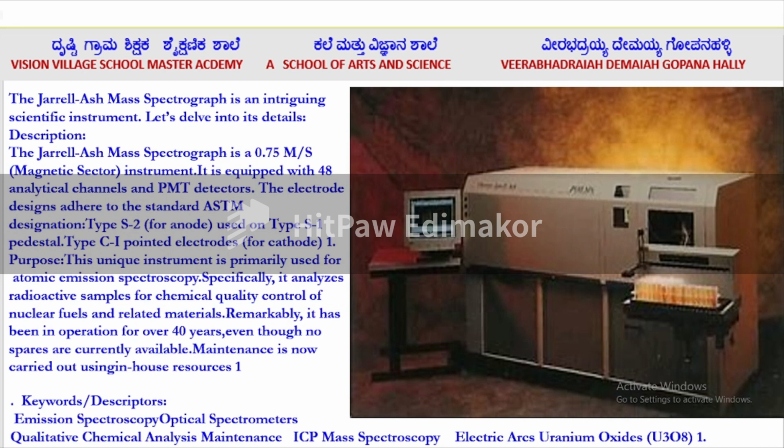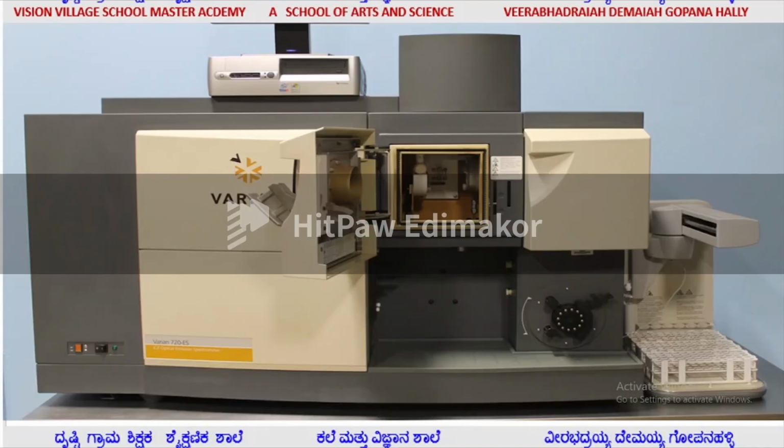Well, as I told you, the AES mass spectrograph is an intriguing scientific instrument used with the help of carbon rods, and the samples are loaded in the carbon tubes, vials you can say, and subjected to the instrument. It is primarily used for atomic emission spectroscopy, and the mass spectrograph is a good old instrument now. The parts are not available and it is very difficult to maintain and very costly, therefore it is banned as far as today's analysis is concerned.